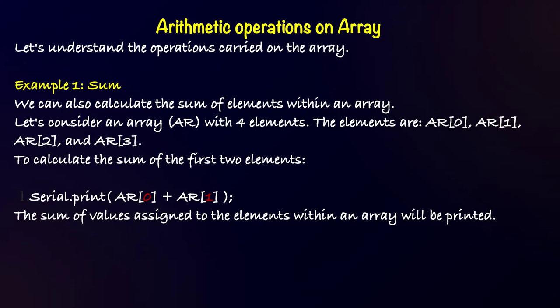How? Let's consider an array ar with 4 elements. The elements are ar[0], ar[1], ar[2], and ar[3]. To calculate the sum of the first 2 elements, just write down the indexing of the elements. Serial.print(ar[0] + ar[1]). So what it will print is basically the summation of the first 2. The sum of the values assigned to the elements within an array will be printed. Okay. Understood?